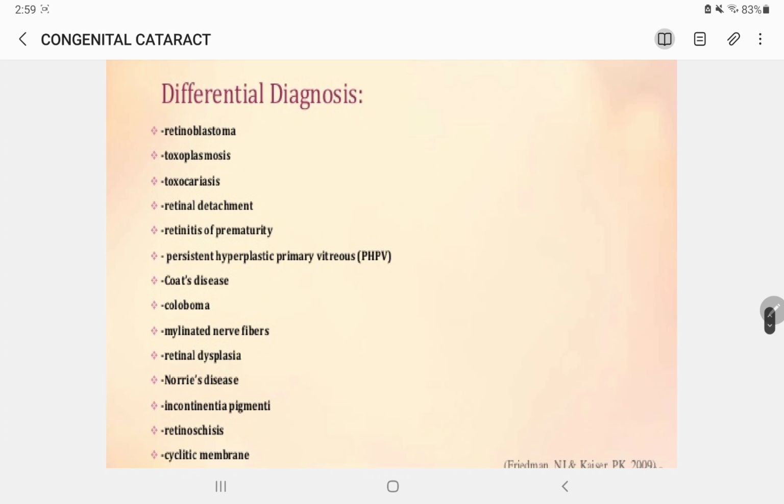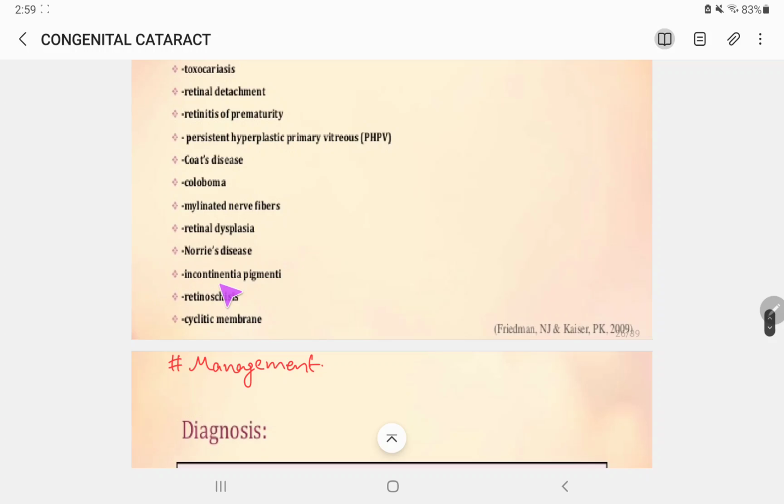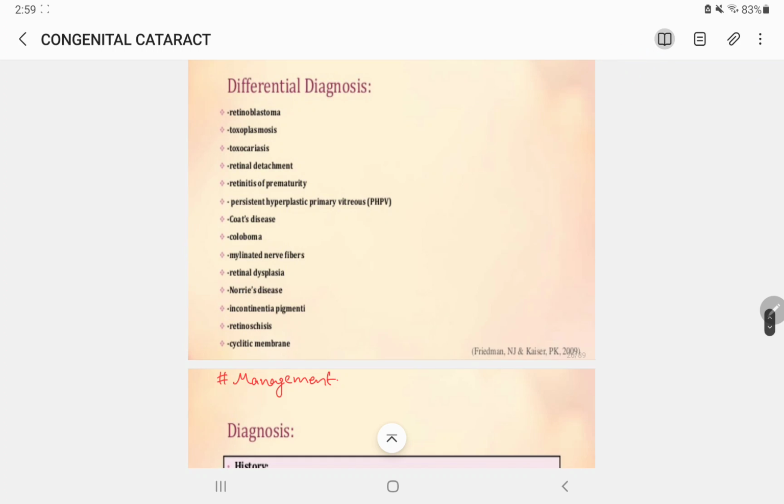We will read this under the topic leukocoria. So just learn these names: Coats disease, coloboma, myelinated nerve fibers, retinal dysplasia, Norrie's disease, and incontinentia pigmenti. I don't know what this is, so find out about that. Retinoschisis and cyclitic membrane. These are just very fancy names for MBBS level. Retinoblastoma, toxoplasmosis, toxocariasis, retinal detachment, ROP, PHPV, Coats disease, coloboma, retinal dysplasia. I think that's enough.